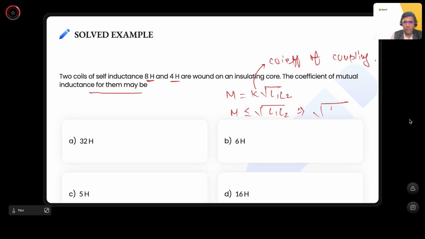So if we find it out, M will be less than or equal to under root of 32. Now under root of 32 means the value can be 5. Okay, it can't be 6. Only it can have 5 value. Okay, so 5 will be the answer. If it was 36, 5 and 6 both could be the answer.